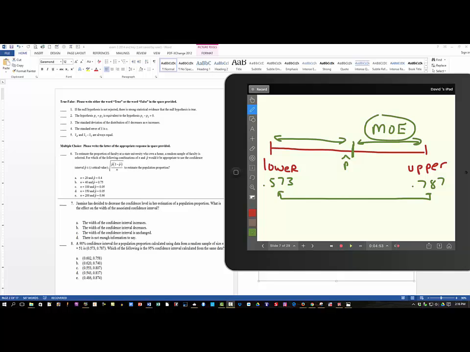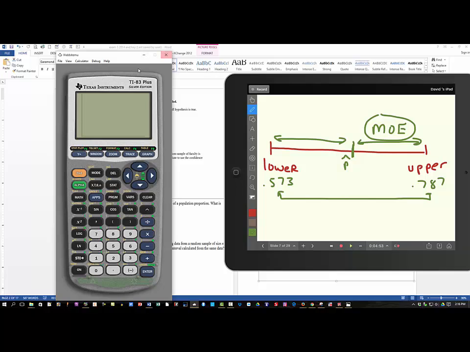And then that margin of error, whatever it comes out to be, I'll go ahead and bring my calculator over here and calculate that. We had 0.787 minus 0.573. So that's 0.214 for all of that. That means this is half that, or 0.107. So that's the margin of error. So we had the width, upper minus lower, divide that in half to get the margin of error.